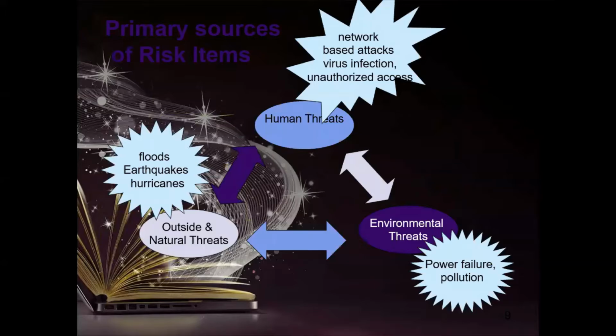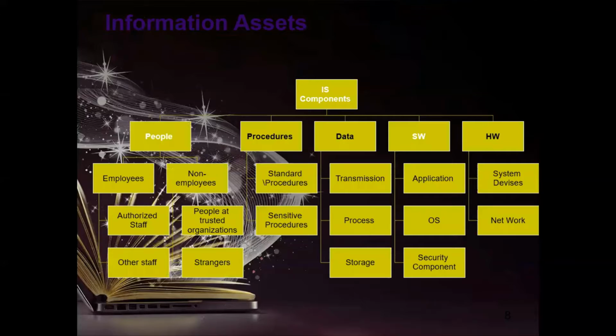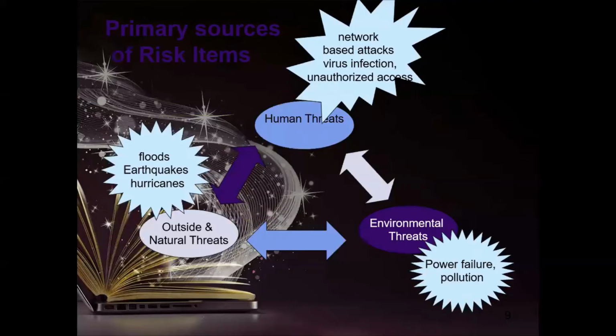The first phase of risk management is risk identification. Before identifying the risk, we should know our information assets: what information assets do we have in the organization? Once we know our information assets, then we need to know what the risks would be, and what the primary risk sources would be.